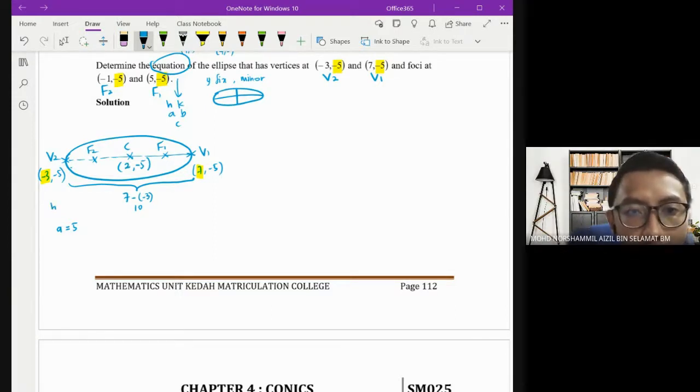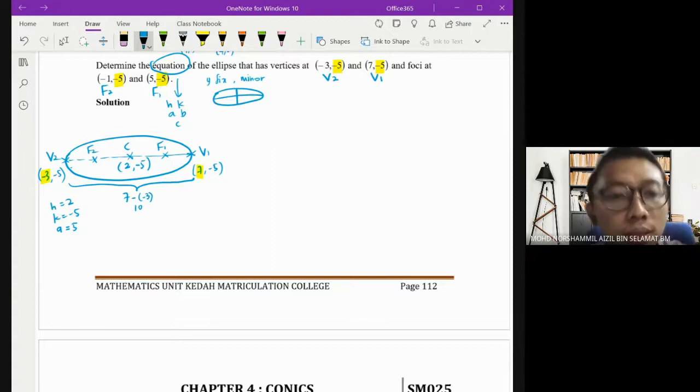Therefore, H going to be 2. K going to be minus 5. So kita dapat dah HK. Ingat pesan saya. Kita kalau nak equation, we need HK, A, B, C. If given equation, find out what is your HK, A, B, C. Dapat tak? Itu saja dia punya trik dia.